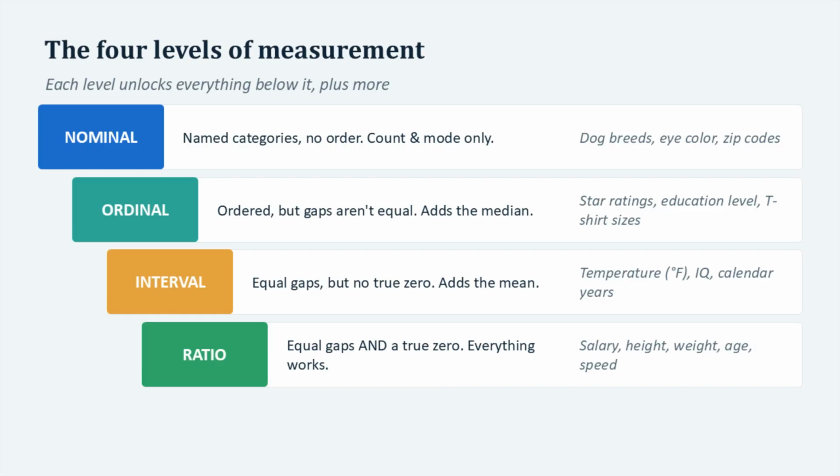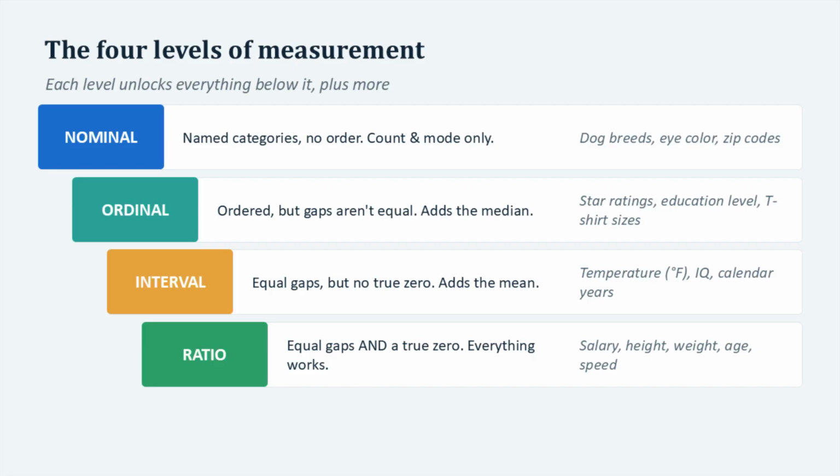Interval. With interval data, the gaps are equal, but there is no true zero. The classic example is temperature in Fahrenheit. The difference between 40 and 50 degrees is 10 degrees. And the difference between 70 and 80 degrees is also 10 degrees. So the spacing is consistent. But 0 degrees does not mean there is no temperature. 0 is simply a point on the scale. It does not represent the complete absence of temperature.